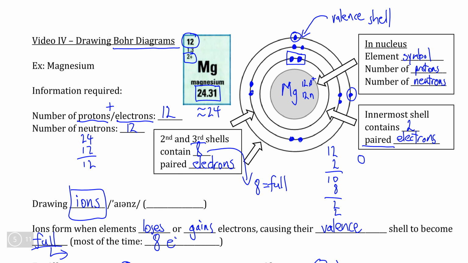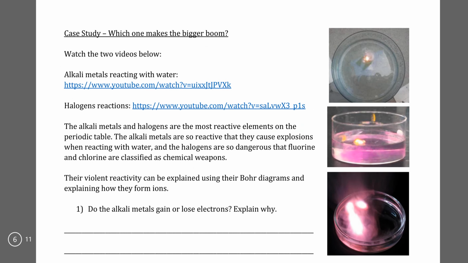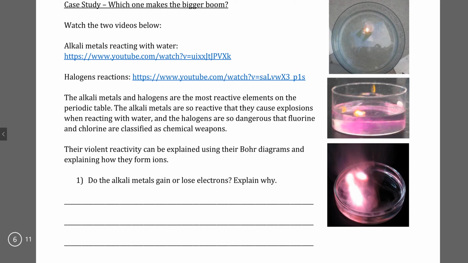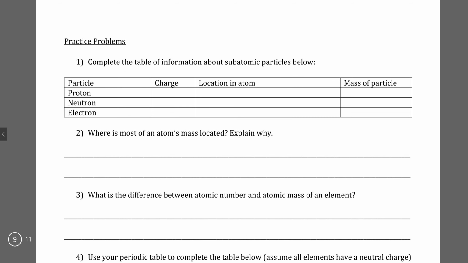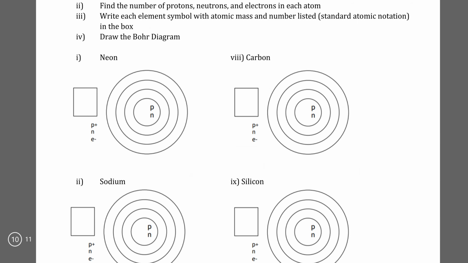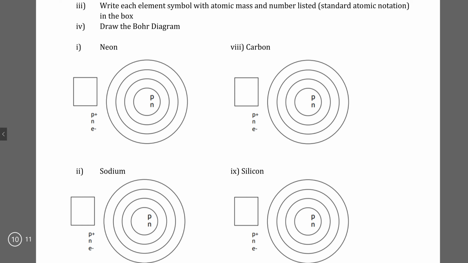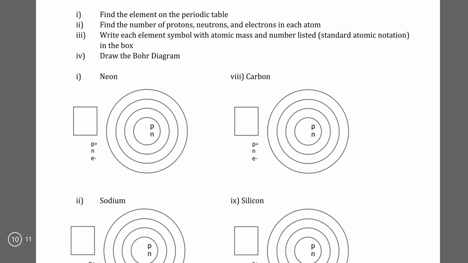To test your knowledge, take a look at the practice problems here. This one will test your knowledge to see if you can understand why different elements react more easily than others. But beyond that, you can test your knowledge of the structure of an atom, as well as try these practice problems drawing Bohr diagrams of the first 20 elements on the periodic table.